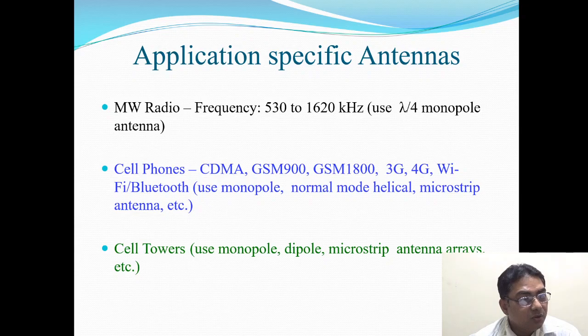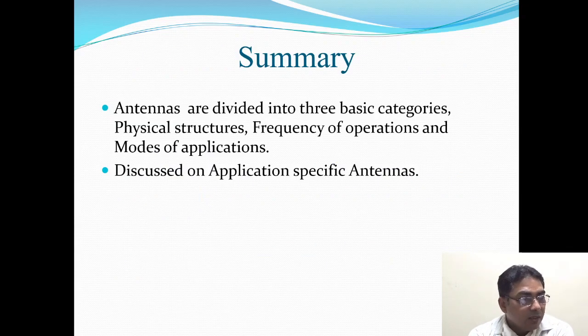So there are many types of application specific antennas, and there are also antennas called cell tower antennas, which use monopole antenna, dipole antenna, and microstrip antenna arrays. So this is about the types of antennas. Just to summarize this session, antennas are divided into three basic categories: physical structure, frequency of operation, and modes of application. And here we also discussed some application specific antennas.